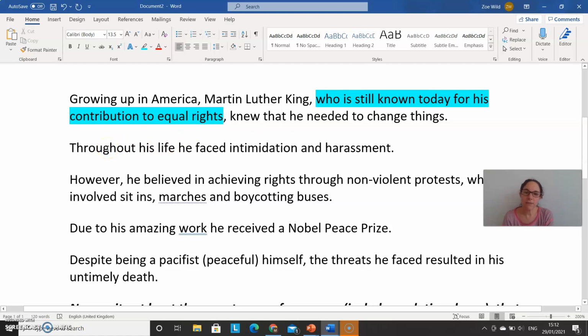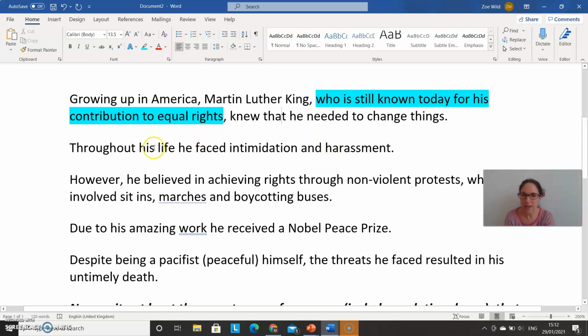Throughout his life, he faced intimidation and harassment. So where are my nouns? I need to find my nouns. Throughout his life, he faced intimidation and harassment. So they're things that have happened to him, intimidation and harassment.